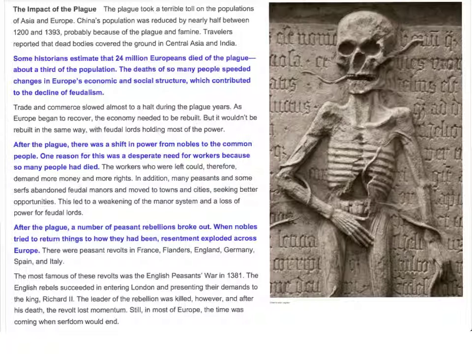And it wasn't going to be rebuilt the same way with the feudal lords holding most of the power for each of the manors. After the plague, there was a shift in power from the nobles to the common people. And the common people had power. One main reason they had power is because people needed workers, so they were in demand. They needed people to carry out jobs, and suddenly the common people have power because of this.